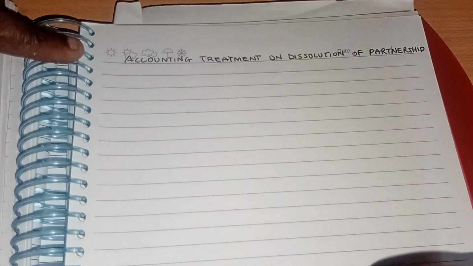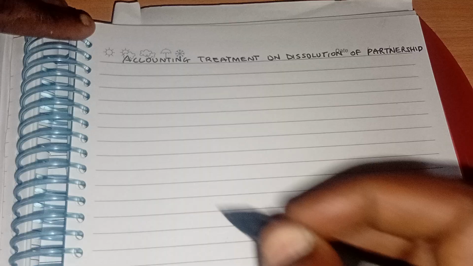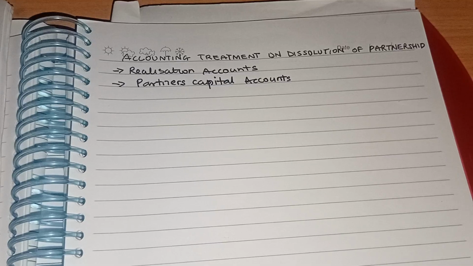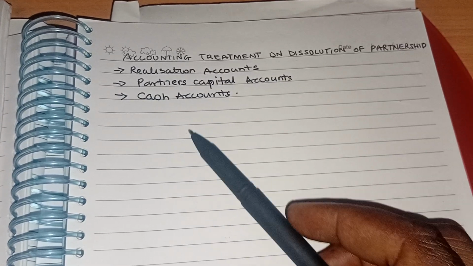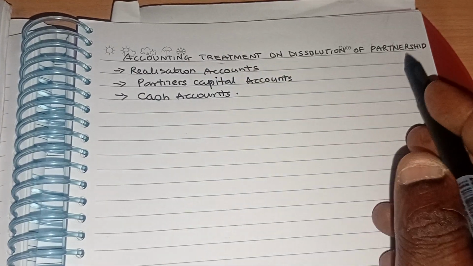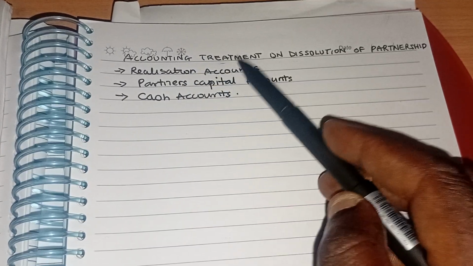Now, to account for this, there are three important accounts we are going to prepare. Number one is the realization account. Number two, partners capital account. And number three, the cash account. So these are the three important accounts to be opened upon dissolution of partnership. These three accounts are very, very important.